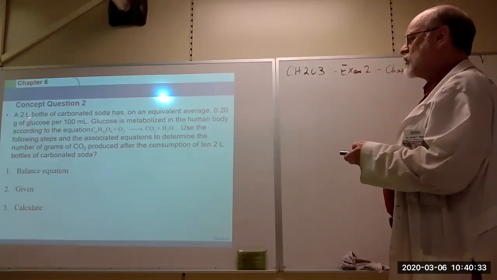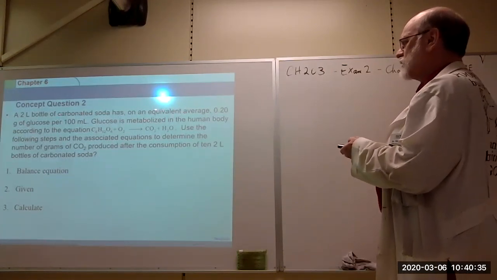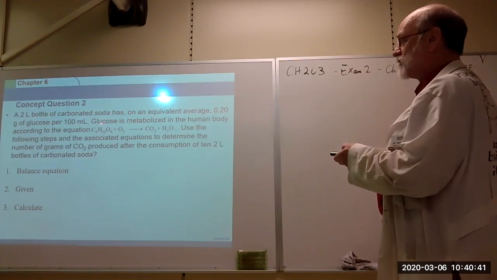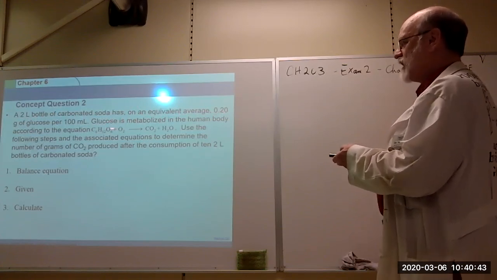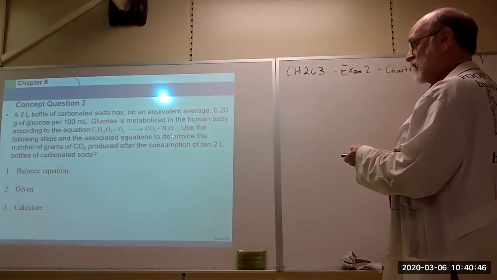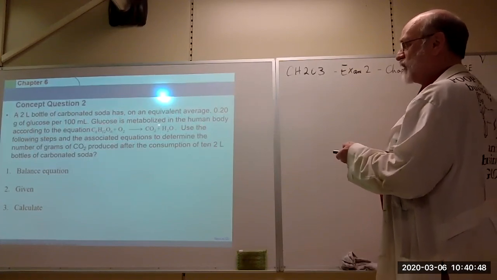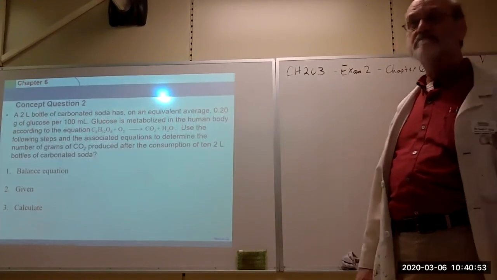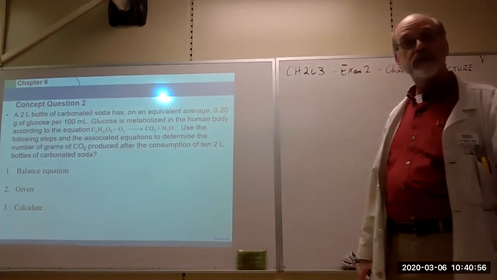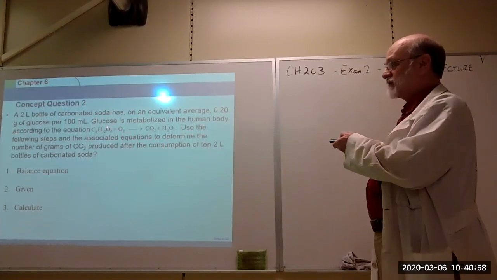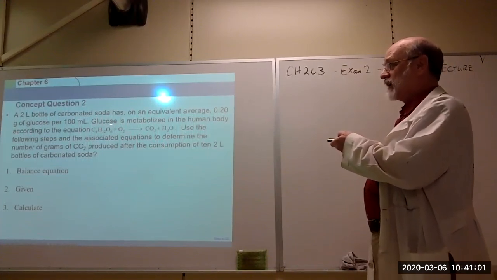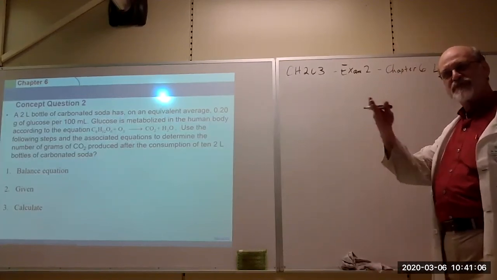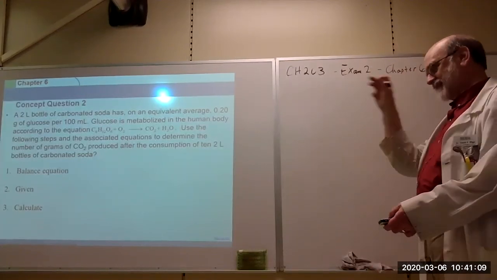So this, let's see, 2-liter bottle of carbonated soda on average of 0.2 grams of glucose per 100 mils. We metabolize it in the body by this same reaction. This is the overall reaction of metabolizing glucose in your body. It doesn't happen in one step. It happens in many steps. And there's good reason for that. This is an exothermic reaction. If you conducted that reaction in your cell, it would incinerate the cell, right? So we do it in steps. So we can extract the energy little by little by little.